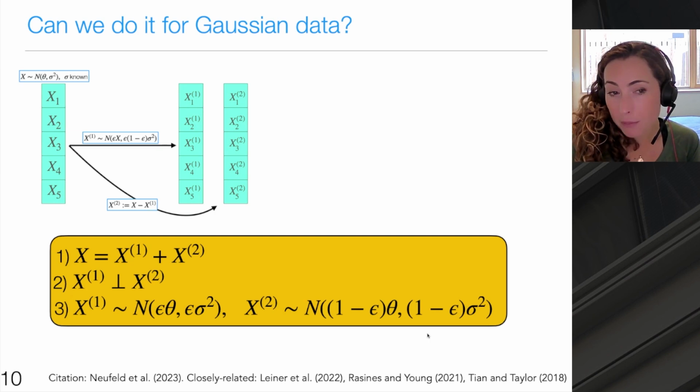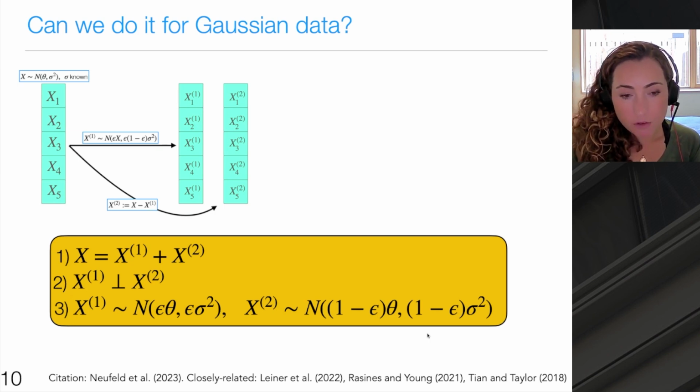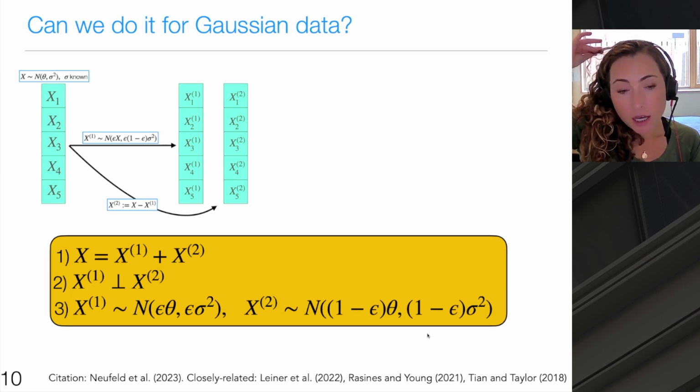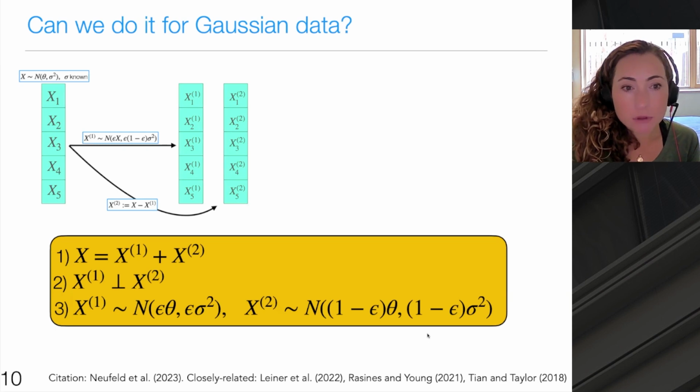And then also I happen to know the marginal distributions of x1 and x2, which are both normal with the same mean and variance that we started with, but up to a scaling by this parameter epsilon. And once again, doing this did not require me to know the unknown parameter theta. It required me to know the variance sigma squared, but it did not require me to know the unknown mean.